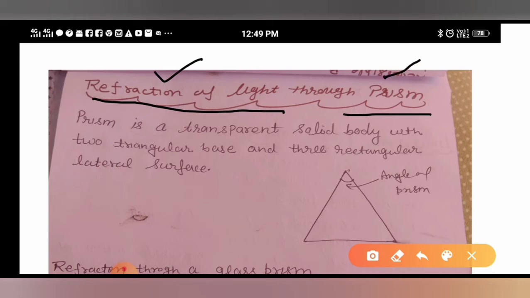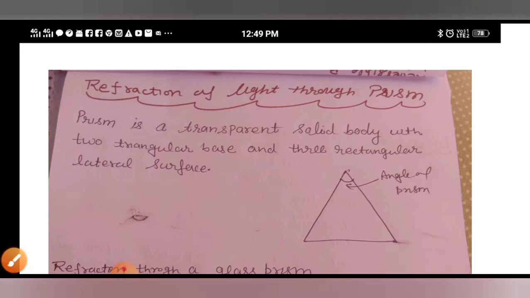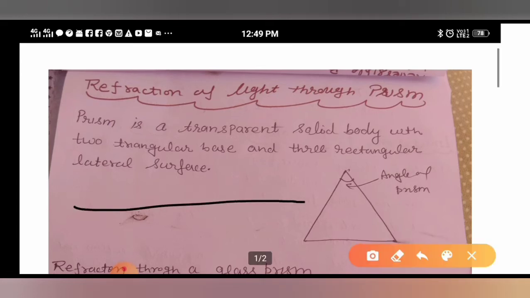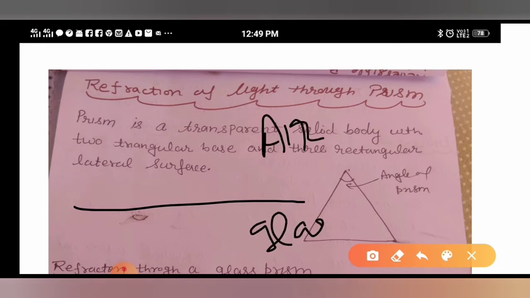Refraction of light, if you remember, we have studied in our last chapter, is simply the bending of light. If this is the line which is separating two mediums, for example, upside the medium is air and downside the medium is glass. Obviously the glass has more refractive index than air. So glass is a denser medium and air is a rarer medium.